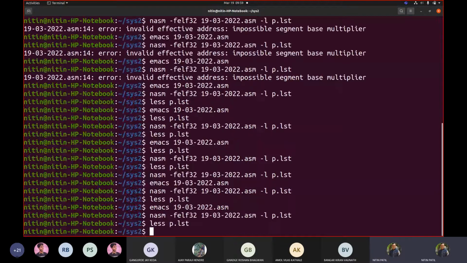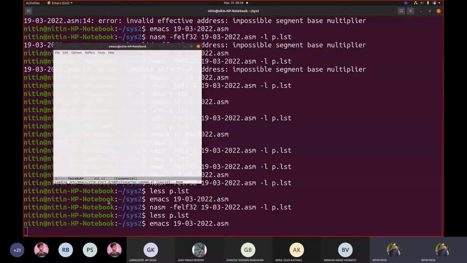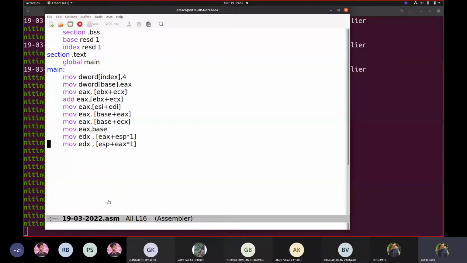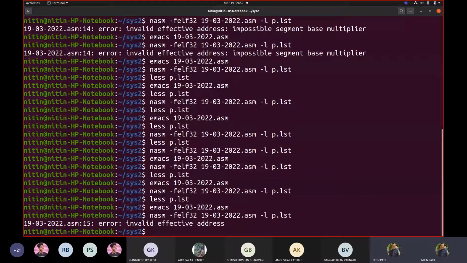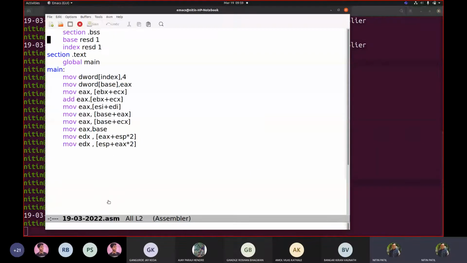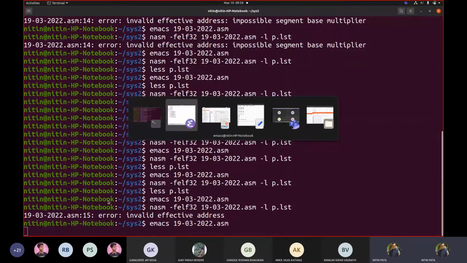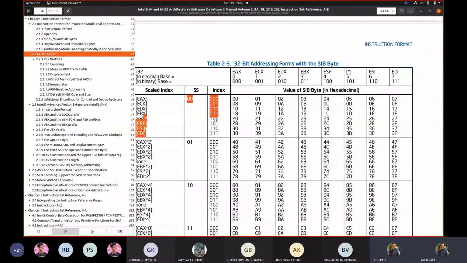Now if I change it to 2, then probably I may see the change. Let us see that, because it is going to change the whole stuff of discussion. Now it is giving me an error. And line number 15, only one place it gave me an error. I made change at 2 places. Line number 15, the error was given here because you cannot use ESP as an index register. So that's what, if you see in the table, ESP was not mentioned there.